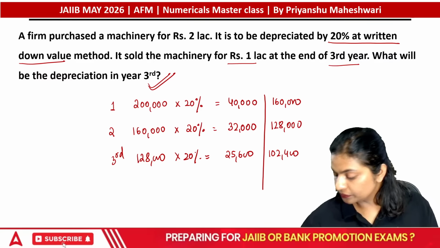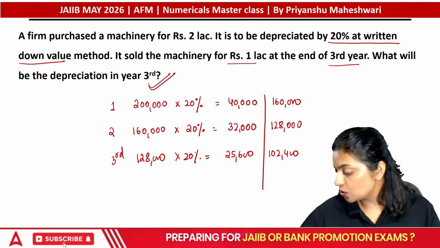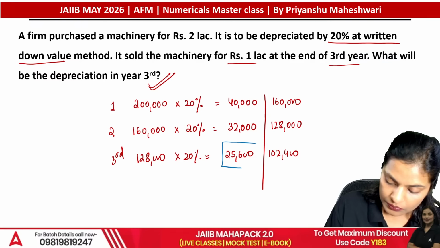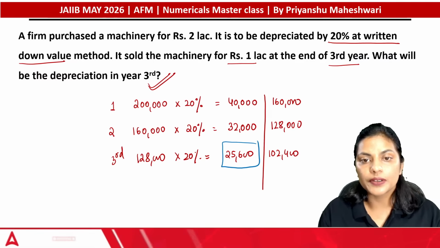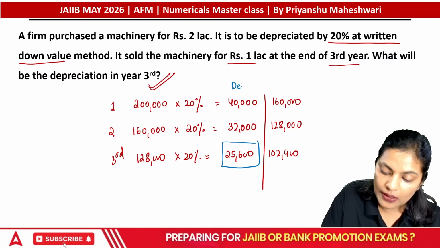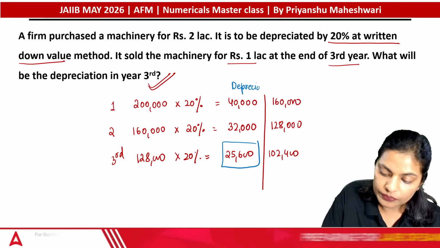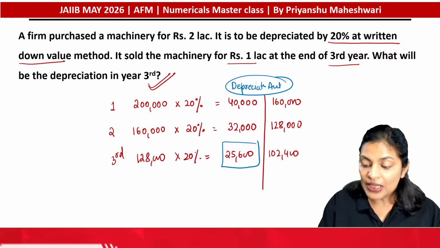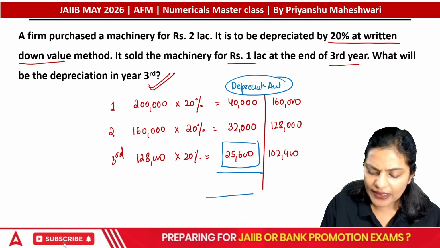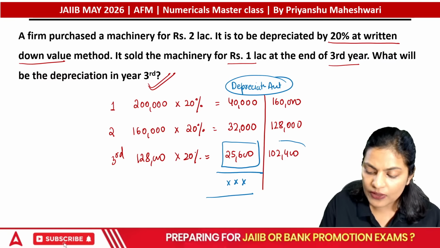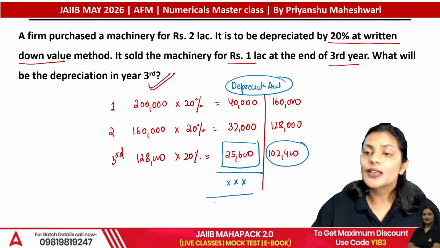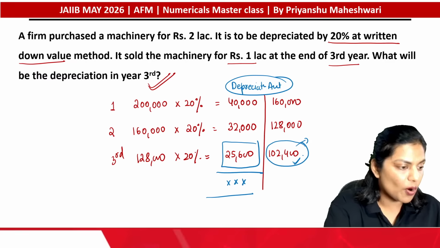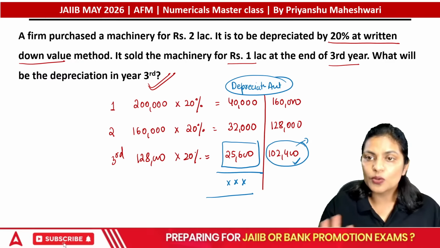1,02,400. Correct? So, my third year depreciation would be 25,600. Right? This will be my depreciation amount in third year. Now, if they say total, I can calculate the total depreciation of 3 years. If they ask depreciated value, written down value, we can write it as this one. Okay, so also the names are important, that what names are being asked, so do not get confused.